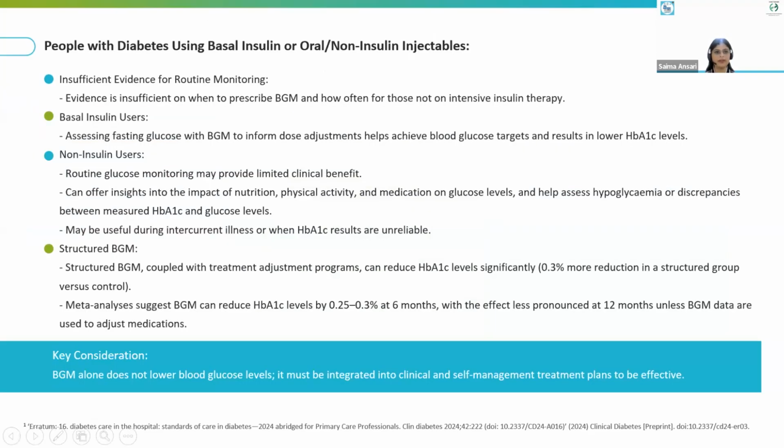So for people with diabetes using basal insulin or oral or non-insulin injectables, there is insufficient evidence for routine monitoring. When to prescribe a blood glucose monitor and how? Often for those who are not on intensive insulin therapy. So let's say a person is only taking metformin and they have fine sugars.